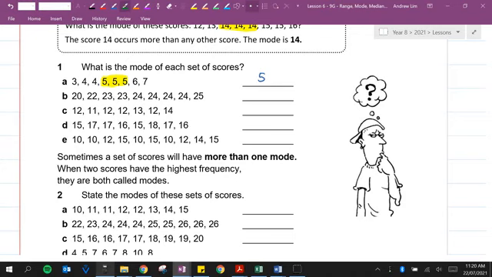Okay, question B. We can see that the most common score, or the mode, is 24. For question C, the mode is 12. For D, the mode looks like it's 17. Okay, 1, 2, and 3. The others don't occur more than 3 times. And for E, it looks like it's 10. We've got 1, 2, 3, 4 10s, and the others don't occur more than 4 times.